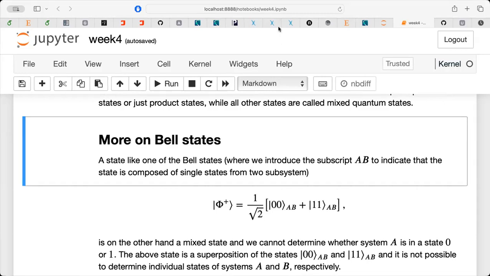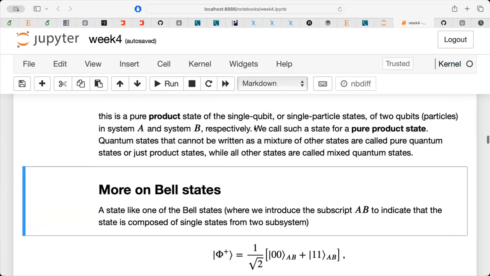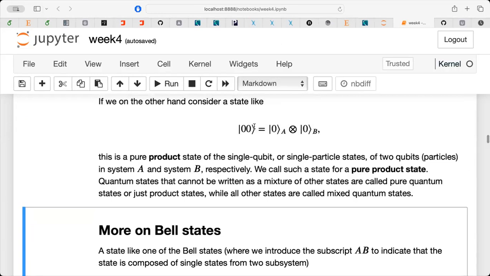Yes, teacher. I have one question. Can you repeat or explain a little more the difference between pure and mixed state and the relation with entanglement?